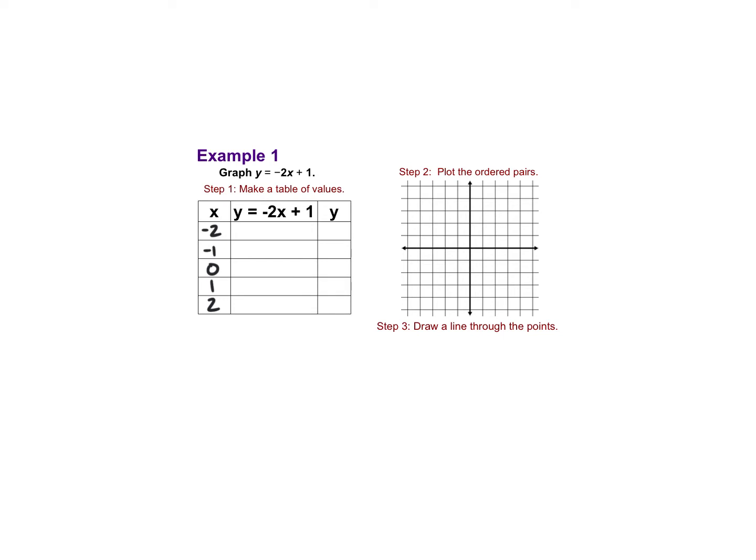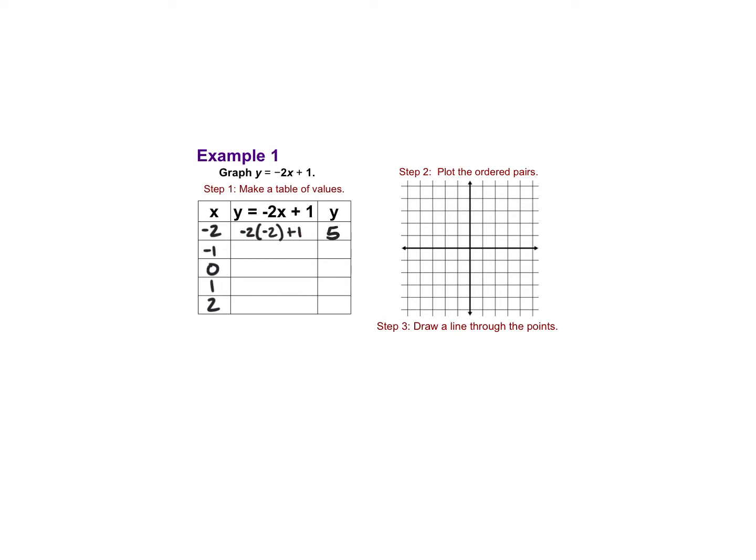And now what we want to do is take these x values and plug them in for x in this equation. So our first example, we are going to take negative 2 times negative 2 plus 1. Because what we're doing is we're taking this equation, negative 2 times x, and our x value is negative 2, so I plugged that in right here, and then plus 1.